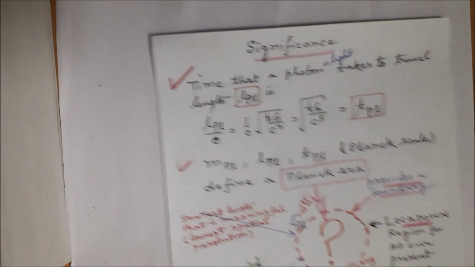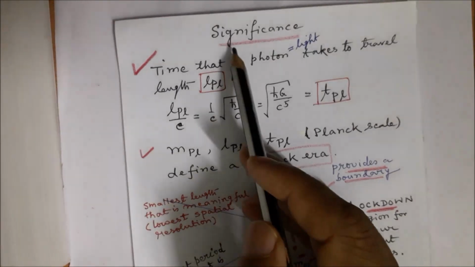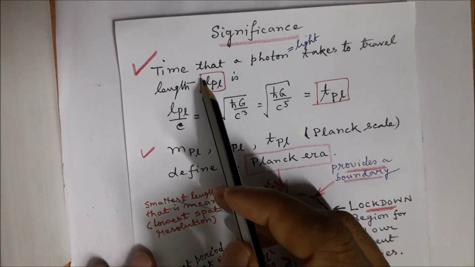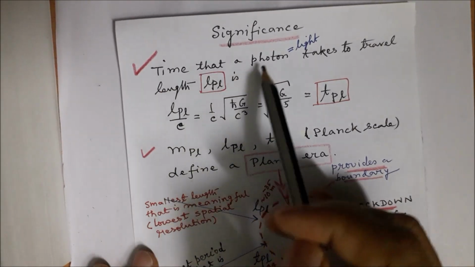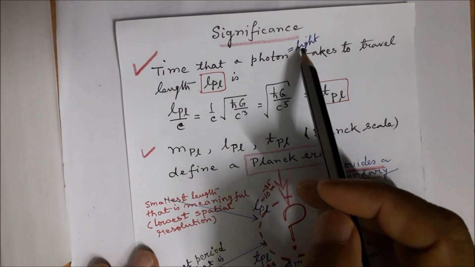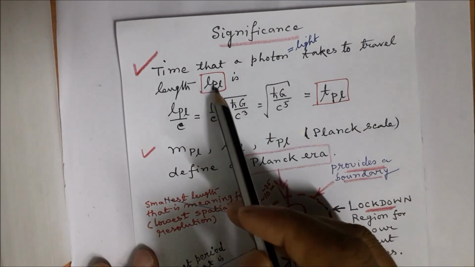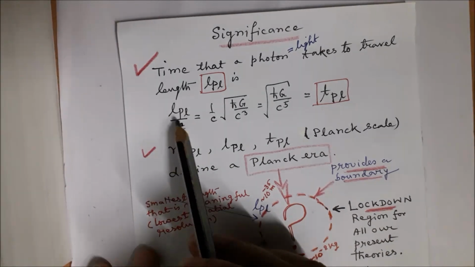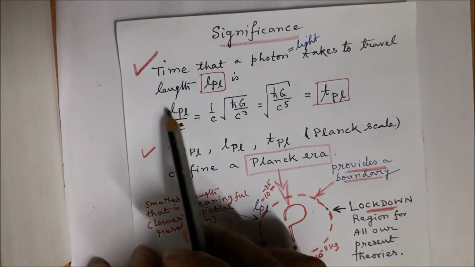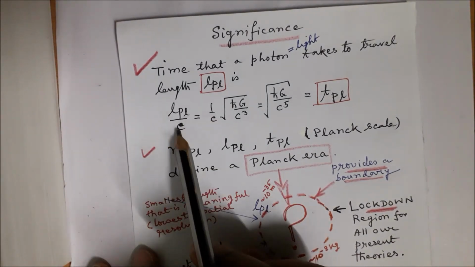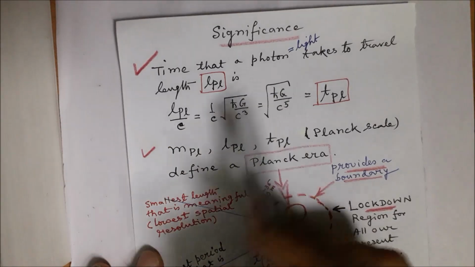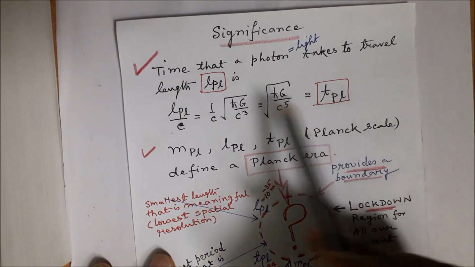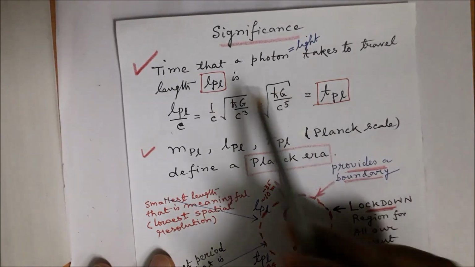Now the significance of Planck units, we'll discuss it briefly. The time that a photon or light takes to move a distance of Planck length can be easily calculated if we divide the Planck length, the distance, by the speed of light, and that gives us Planck time. So this is how Planck length and Planck time are related.